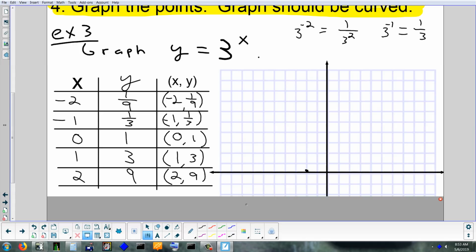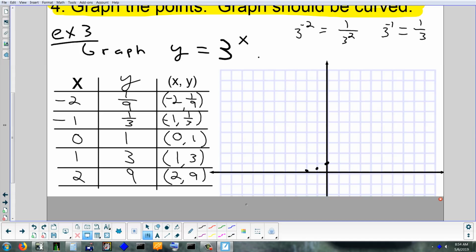The next one is negative 1, 1/3. Is 1/3 bigger than 1/9 or smaller? It's a little bigger. Negative 1, 1/3 is about 1/3 of the way up. What's my next coordinate? 0, 1. Now I think if you look at it, you can just start to see the curve.